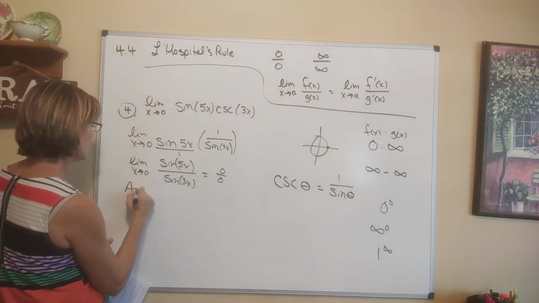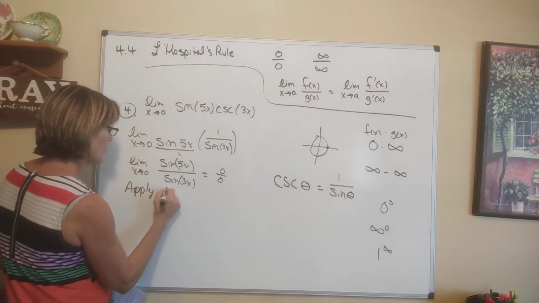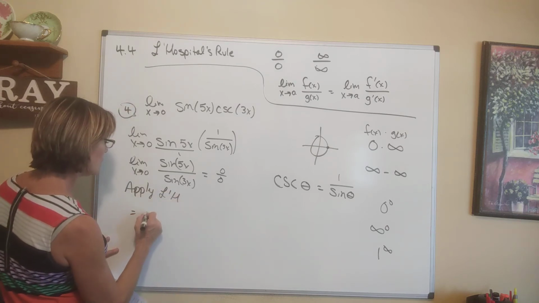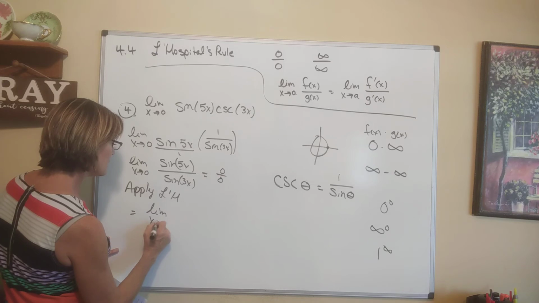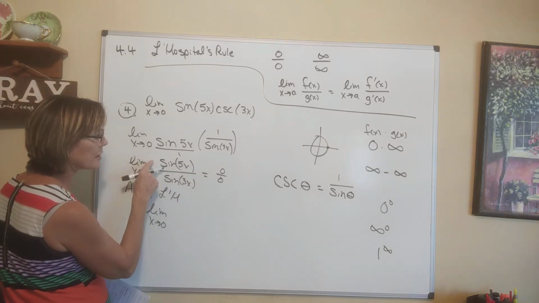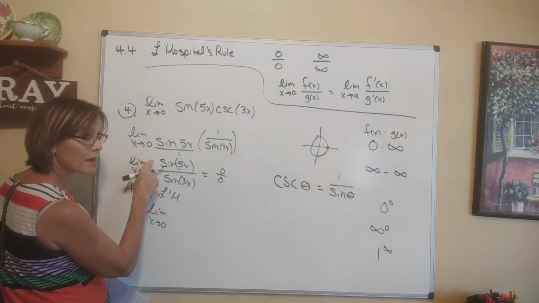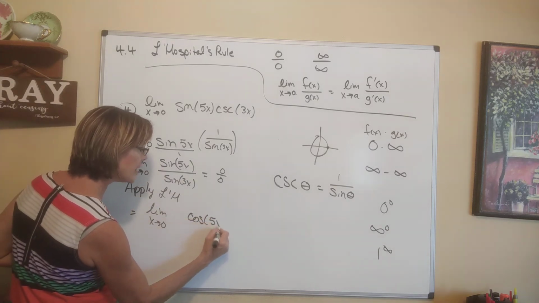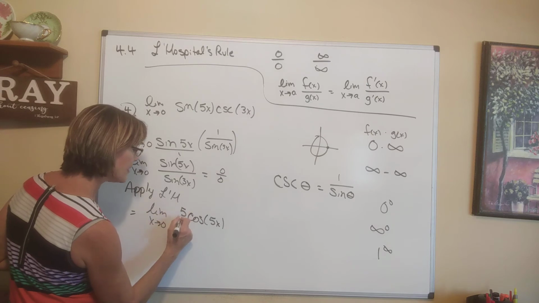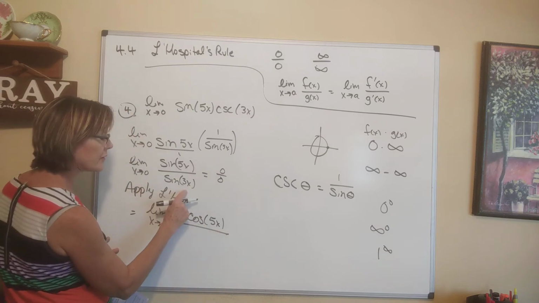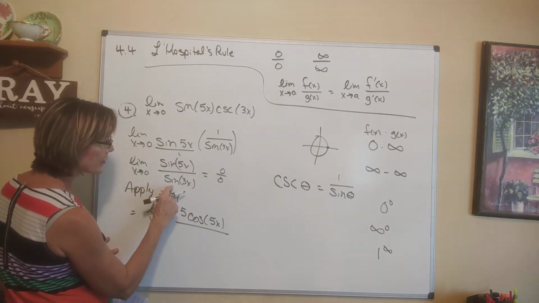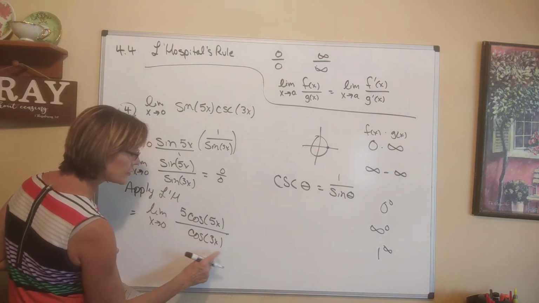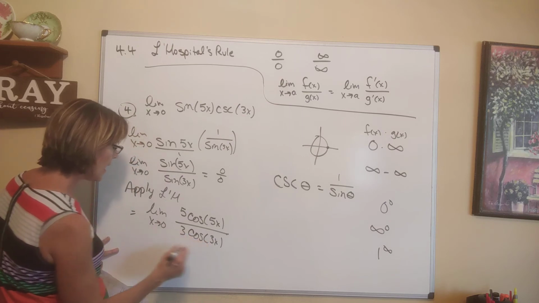Let's apply L'Hopital's rule, and let's see what happens. This is equal to the limit as x goes to 0 of the derivative of the numerator. Derivative of sine is cosine, and this has a little bit of chain rule, times the derivative of what's inside, 5, over the derivative of the denominator. Derivative of sine is cosine. This has chain rule, times the derivative of the angle, 3. And let's see what happens.